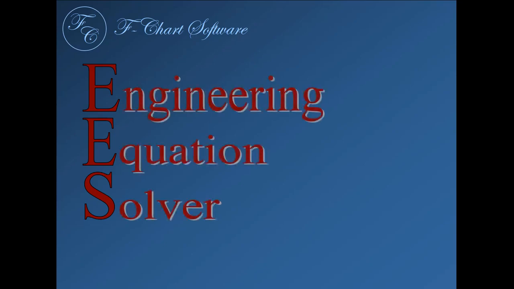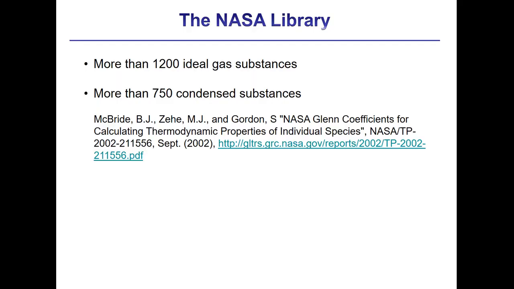EES, which is pronounced EASE, is an acronym for Engineering Equation Solver. So in these previous videos, we've discussed property functions in EASE that are built into EASE. And this video describes an external procedure that can be used to determine the properties of a wide variety of substances. The NASA database can provide the thermodynamic properties for more than 1,200 ideal gases and 750 condensed substances or solids.